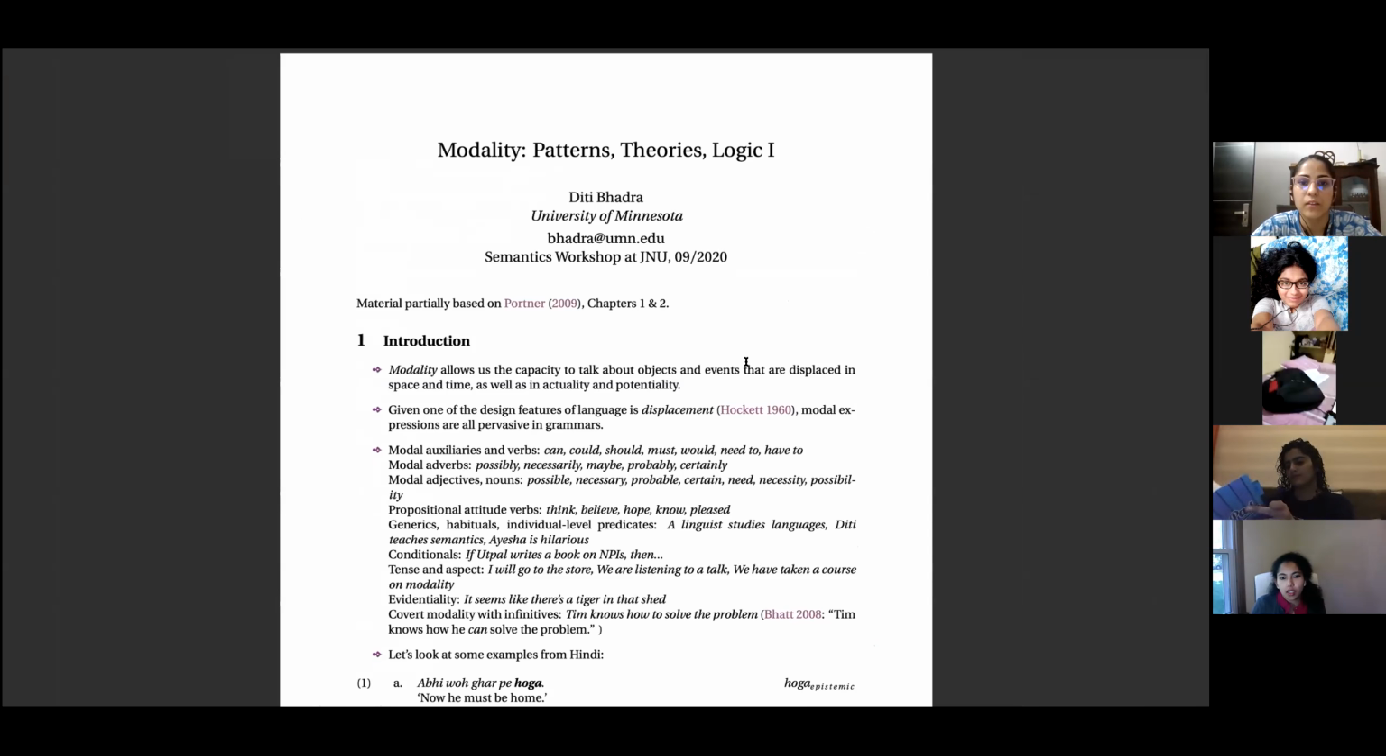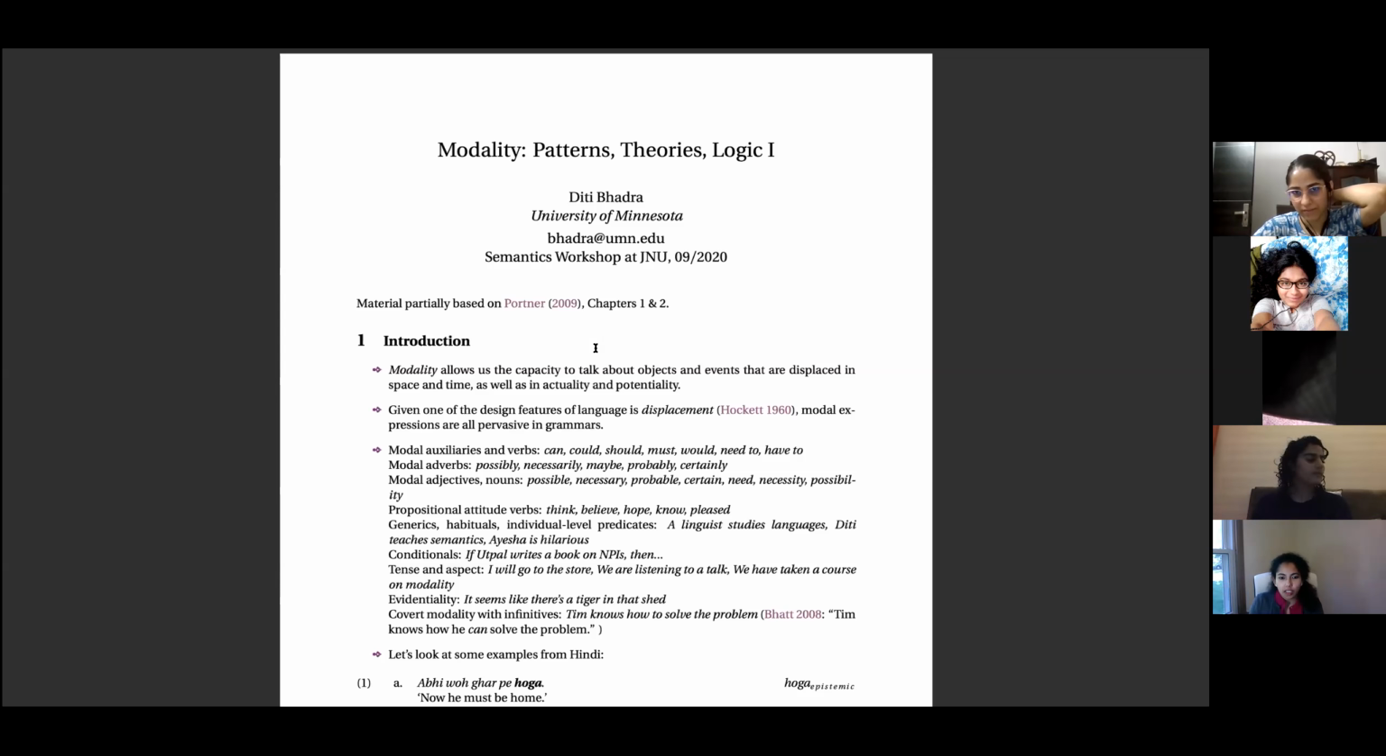Okay, so today and tomorrow I'll talk about modality and some aspects of modality, like some patterns we look at, some theories, and then we'll do a little bit of logic. This is partially based on Portner 2009, which I suggested as a reading. It does take time to work through that book, so if you haven't managed to read all 3 chapters, that's fine. We'll work through some of this stuff.